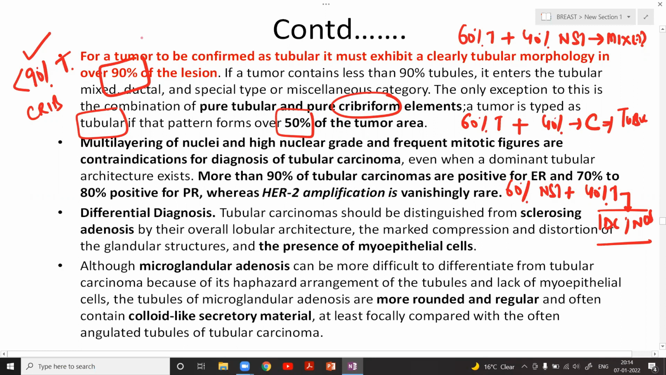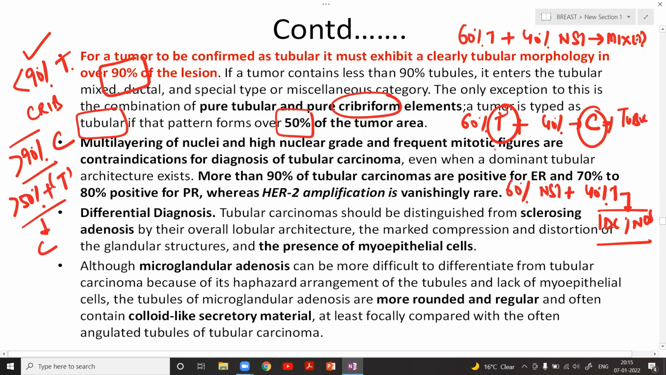The only exception is that if along with the tubular carcinoma you have the cribriform carcinoma, in that case, if more than 50% is the tubular variety, and the remaining variety is cribriform, then we are going to label it as tubular variety of carcinoma. Similarly, for a tumor to be labeled as cribriform variety, more than 90% should be cribriform. But again, if the cribriform variety is less than 90% but more than 50%, plus the remaining is tubular variety, then also we can label it as the cribriform variety.